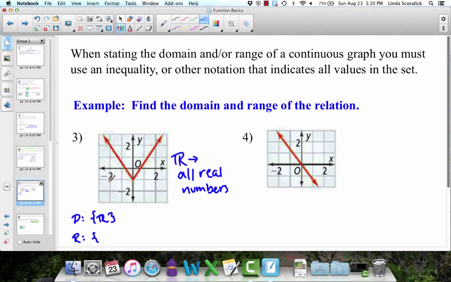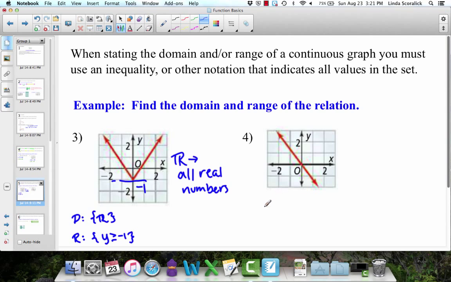If we wanted to look at the range, we'd have to figure out which y values are eventually included in the set. What I do is I start at my lowest point, just like we did before. My lowest value here is -1. All the y values that are included in this set are above -1. So I write this as an inequality: y is greater than or equal to -1.